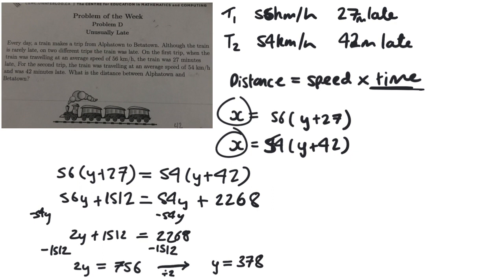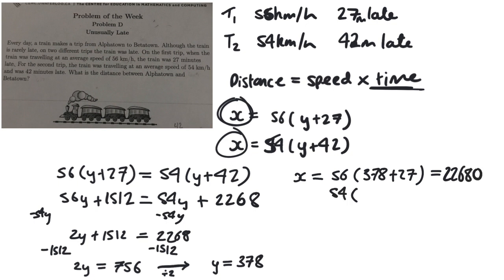We can then use it to work out the distance, because we now know all the variables. So x equals 56 multiplied by 378 plus 27, which equals, I'm fairly certain, 22,680. But I'm going to check that on my calculator, and I encourage you to do so as well. Yes, 22,680. And then you should always try to check with the second simultaneous equation, 54 multiplied by 378 plus 42, which I know does equal 22,680. And that is the distance.